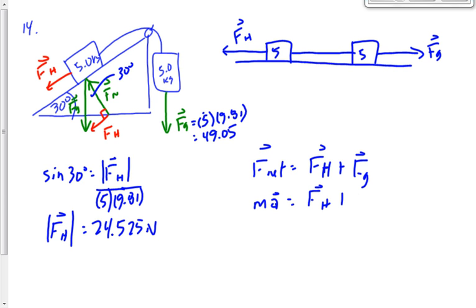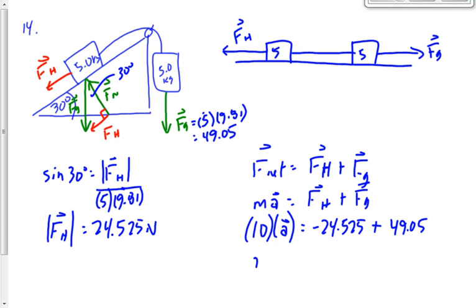What value of m do we use there? The entire mass, good. The acceleration, we're told, we don't know. We're trying to find it. FH is negative 24.525, and FG is positive 49.05. Add these up on the right-hand side, divide by 10, and we should get positive 2.45, or positive 2.5 meters per second squared.